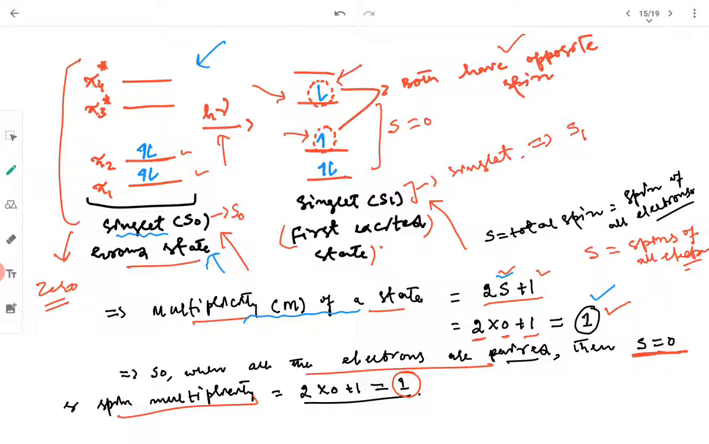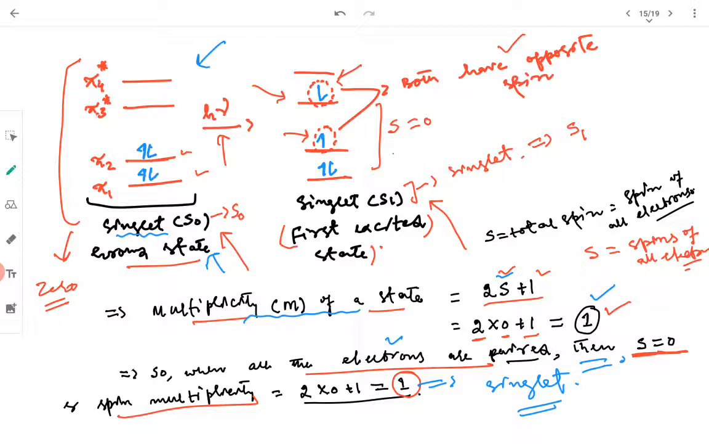So when all the electrons are paired, then S is equal to 0, and spin multiplicity comes out to be 1, and the state is known as the singlet state.